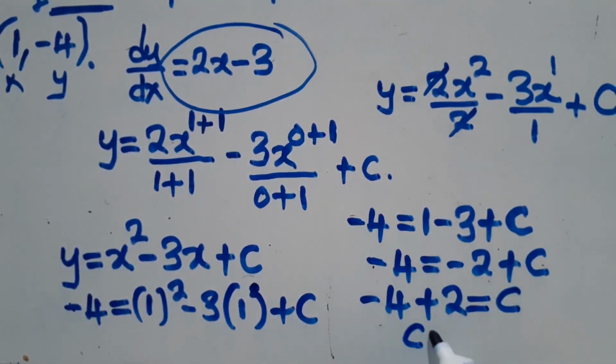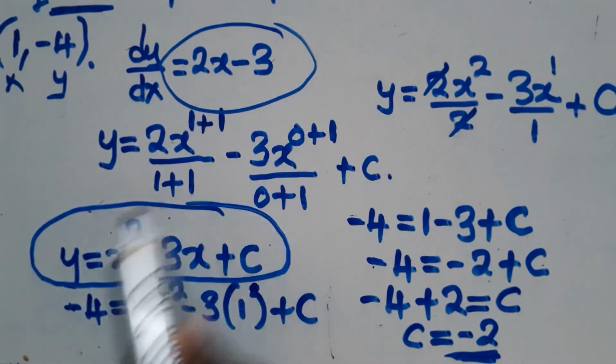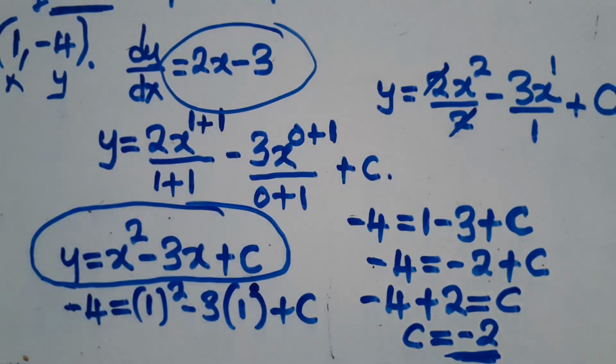Therefore, c is equal to what? What is negative 4 plus 2? Negative 4 plus 2, what answer are we getting? You are getting negative 2. So the value of c is negative 2. So now we've calculated the value of c. In the equation here that you answered, where there is c, put negative 2, then you are done. Hope you are able to see this.